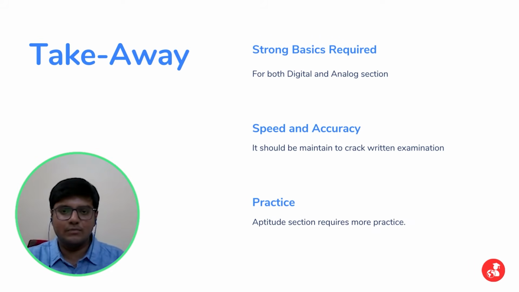So the main key point in the written exam was speed and accuracy. In the analog section, since it was difficult as well as quite lengthy, one should be thorough with the basics and maintain speed along with accuracy. In the digital section, one should be thorough with the basics and speed should be maintained. In the aptitude section, one should practice more and more questions because the domain of aptitude questions is very, very large.